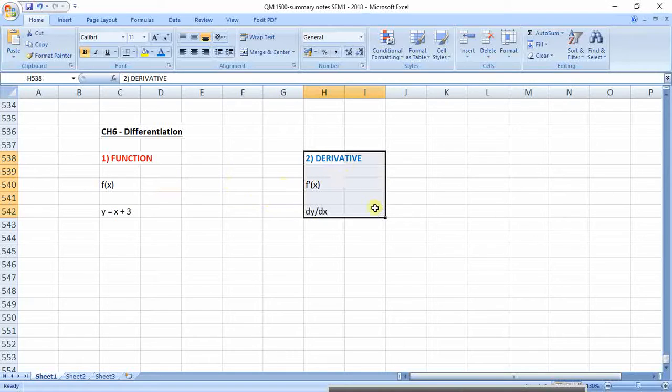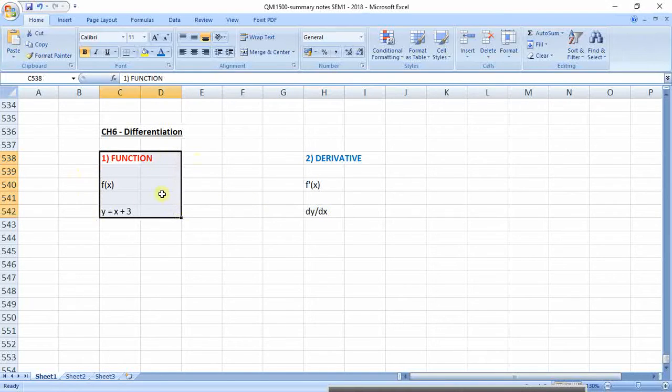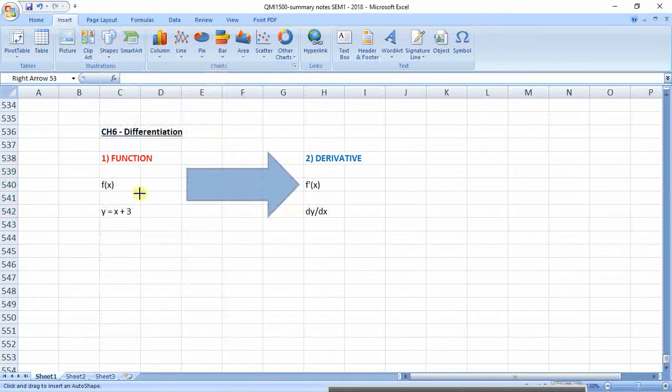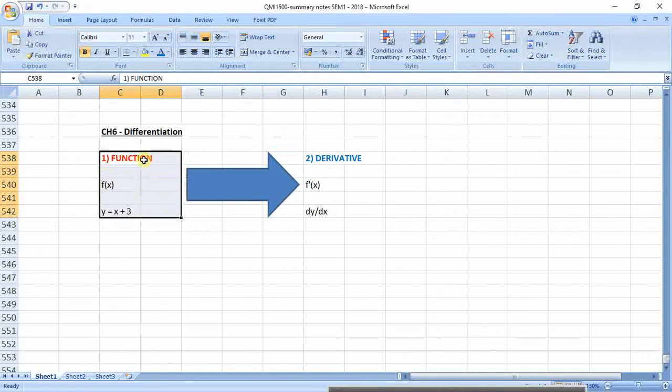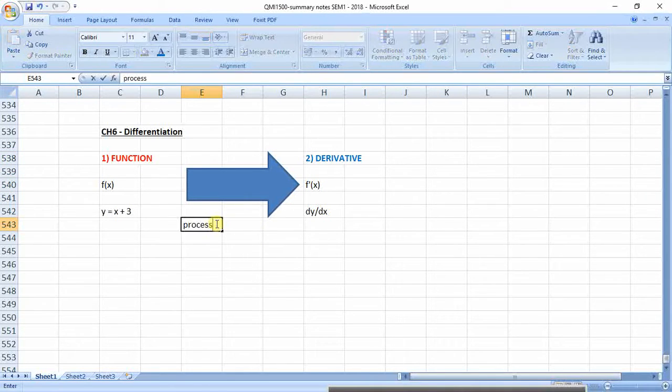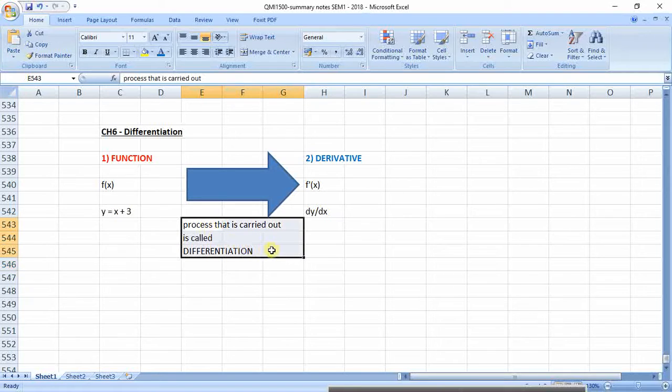Normally, you would have to find the derivative, and you would have to then use the function in order to get this. Okay, so the one is used to get the other. Right, so you need the function to get the derivative. Okay, and the process that is carried out is called differentiation. Yeah, that's what it's called. Right, and that's what this basic chapter is looking at.